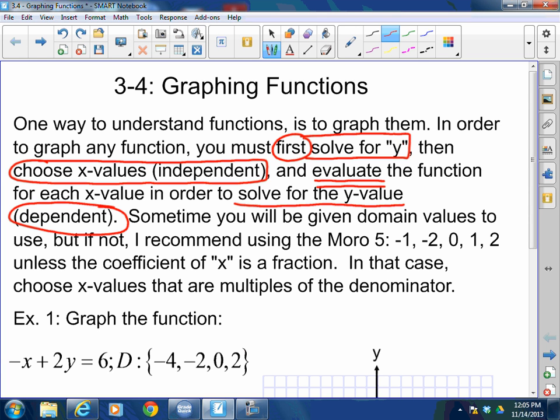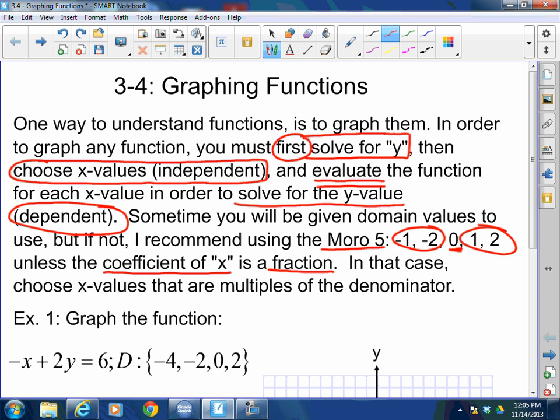Great. But usually, they don't give you the domain. So in those situations, I recommend using what I call the moral 5. The moral 5 are very easy numbers. They're -1, -2, 0, 1, and 2. Why do I use the moral 5? Because you have the negative side here, you have the center 0, and you got the positive side 1 and 2. So always use the moral 5 unless the coefficient of x is a fraction.